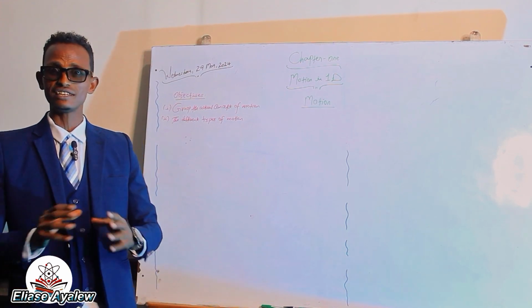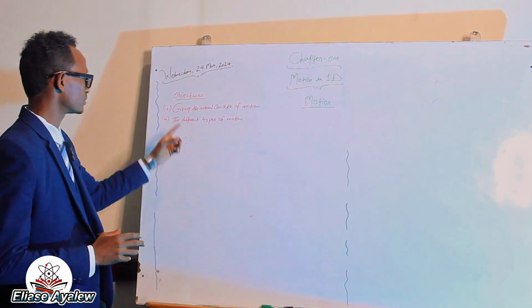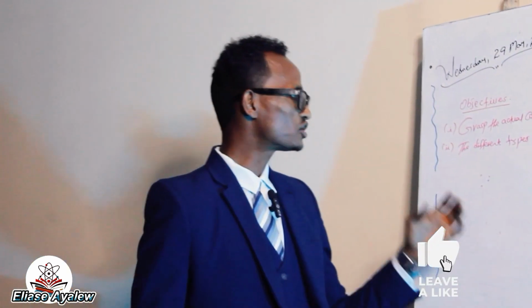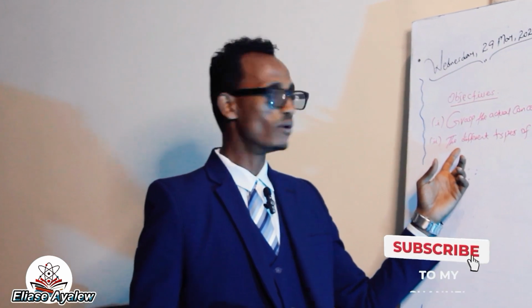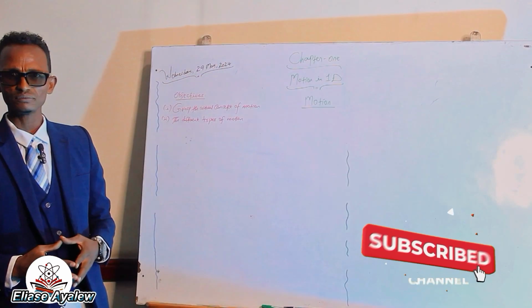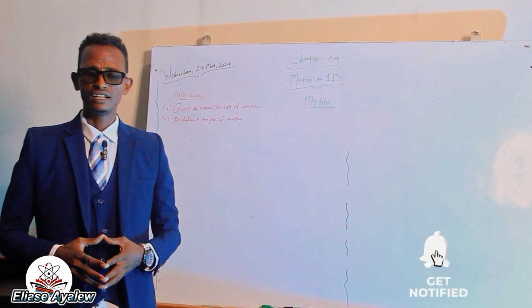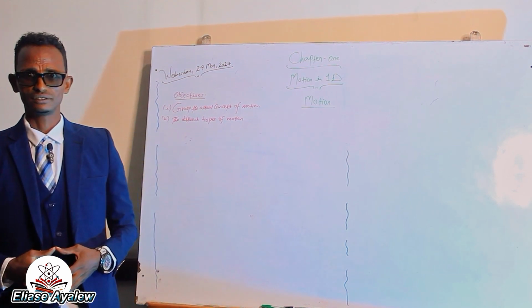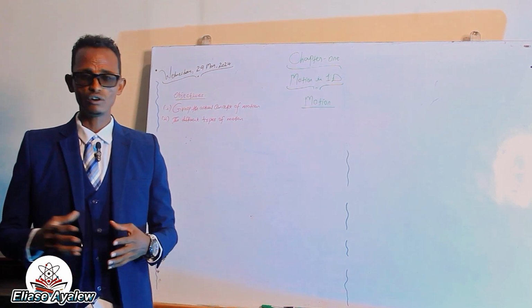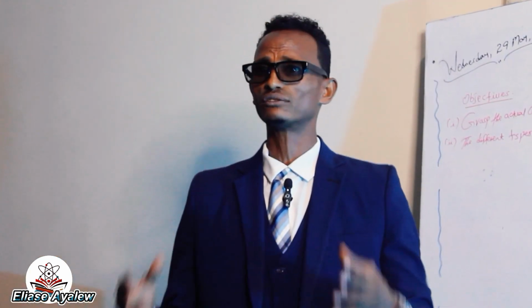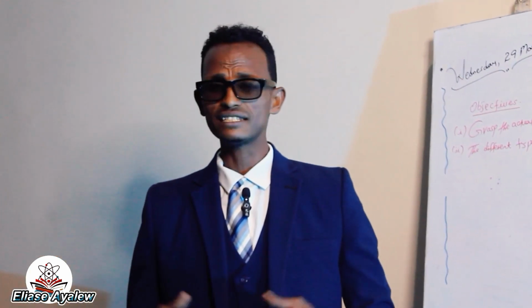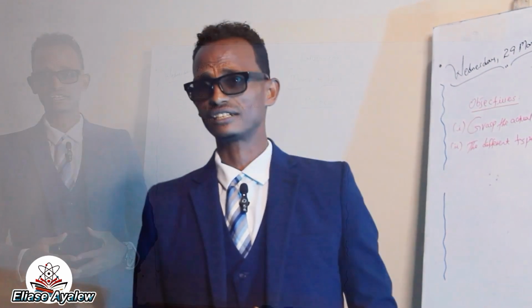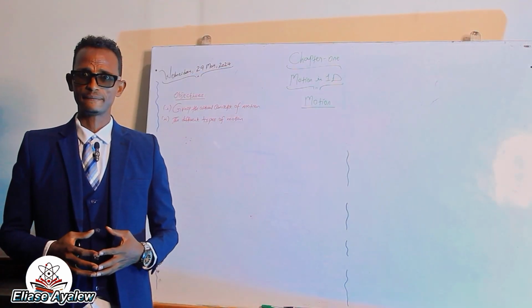And at the end of this lesson, we will grasp the actual concept of motion, and you will have a chance to distinguish among the different types of motion. Do you know this? Everything in the universe is in a state of motion. For example, our planet Earth itself revolves about its axis with a speed of 460 meters per second, and it is traveling around the sun with a speed of 30,000 meters per second or 30 kilometers per second.